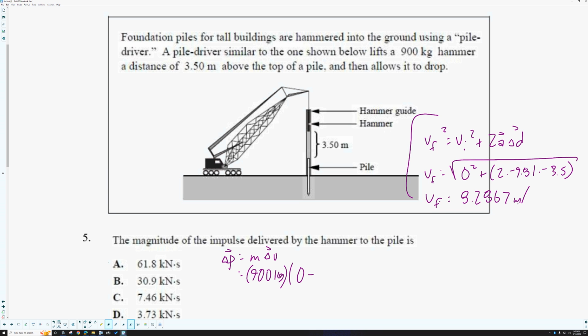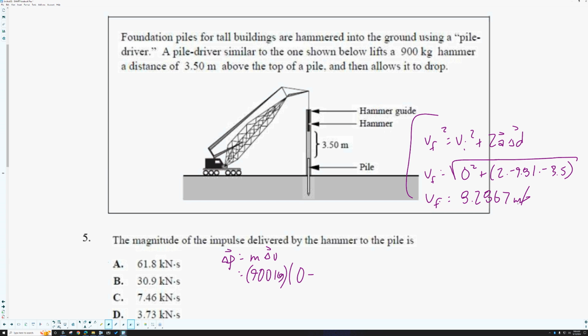8.2867 meters per second. So this is the final speed of the hammer when it falls, during the fall. Make sense? When you drop the hammer, at the end of the drop, it's moving at 8.28 meters per second. But that becomes the initial velocity for the collision with the pile, right? It falls, and at the end of the fall, it's moving at 8.2, and then it hits the pile. So the final velocity for the fall is 8.2, and the initial velocity for the collision with the pile is 8.2.